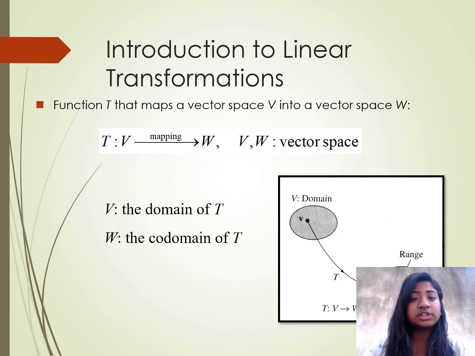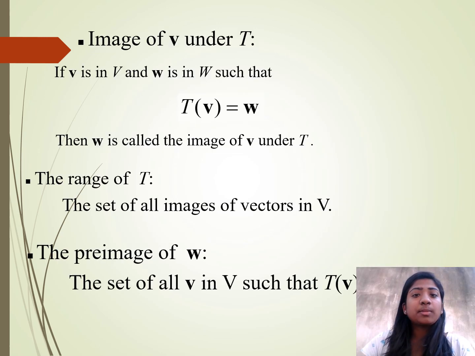Here is the diagram for the given mapping. Image of V under T. If v is in V and w is in W such that T of v equals w, then w is called the image of v under T. The range of T is the set of all images of vectors in V. The pre-image of w is the set of all v in V such that T of v equals w.